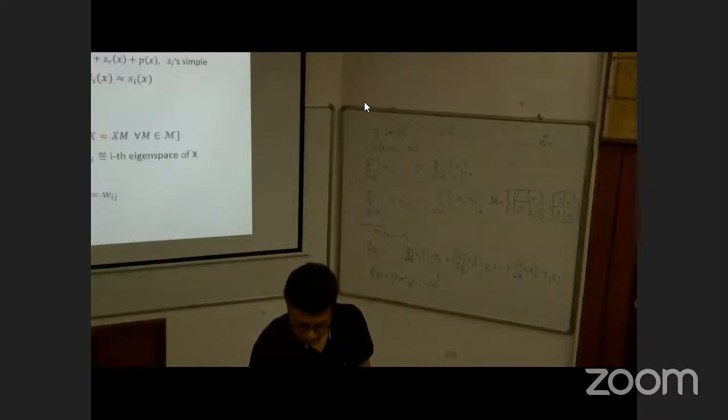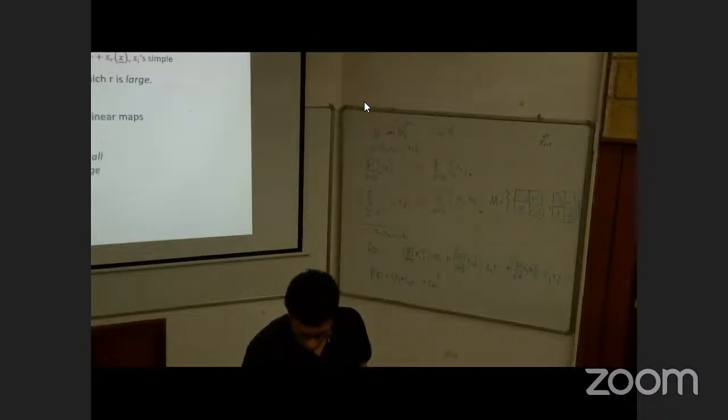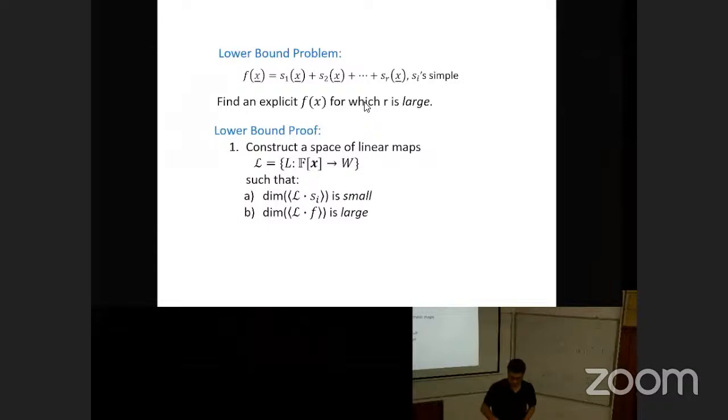So you said if you can find one set of linear maps that satisfies those two conditions, then you cannot find a small formula. But what if you find another set which shows the opposite? Then what can you comment on? So in some sense, even if you find one set that is sufficient, does this property need to hold for all possible sets?